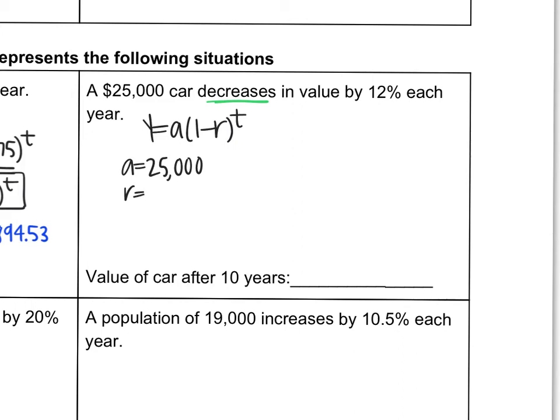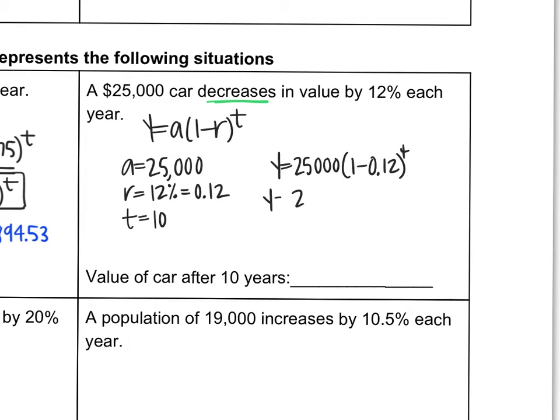R is 12%, which is 0.12. And I'll just leave t as time. Eventually it will be 10, though. So my function will be, A is 25,000 times 1 minus 0.12 to the t, I'll leave that as t right now and just simplify it. So all I can do right now is simplify the 1 minus 0.12.